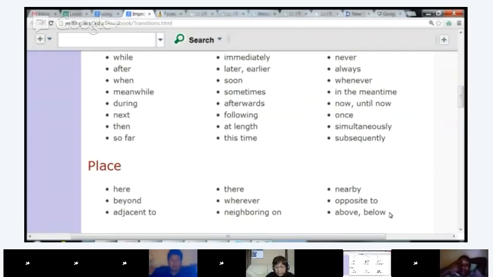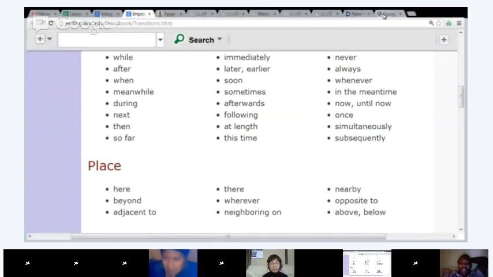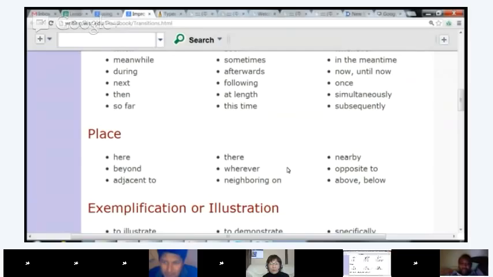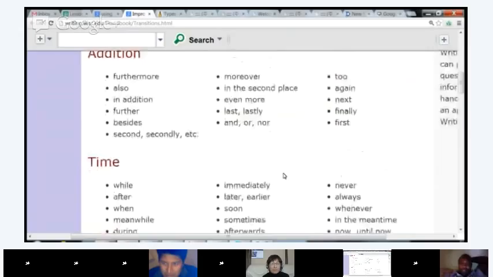All right. Can anyone try an expression using place transition words? Can I use nearby? Okay, nearby. My grandmother lives nearby the school. Good. All right. Anyone? Can I try it? Okay. Well, in my house, there are a few gas stations near here. Okay. All right. So good. Those are transition words for place. So remember place, time, addition.